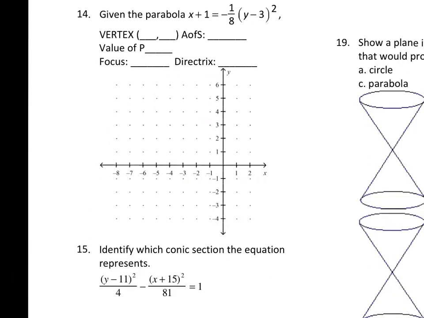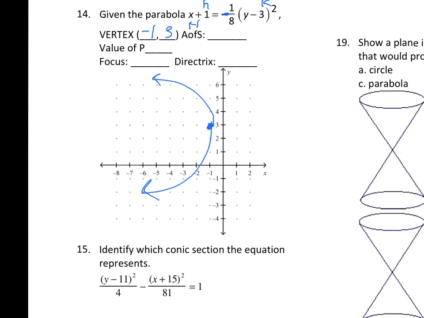Alright, now let's graph this parabola. H is next to the x, k is next to the y, so the vertex is -1, +3. So let's plot that, -1, +3, so right there. Let's figure out which direction this one's going. Since x is first, it's going to be horizontal, and since that's negative, it's going to be going to the left. So something like that.